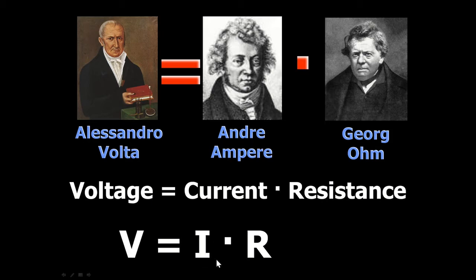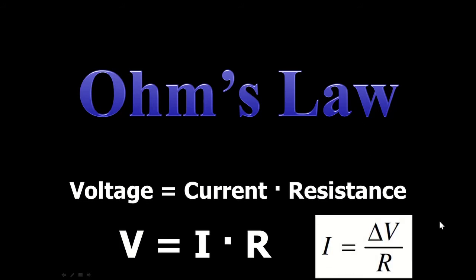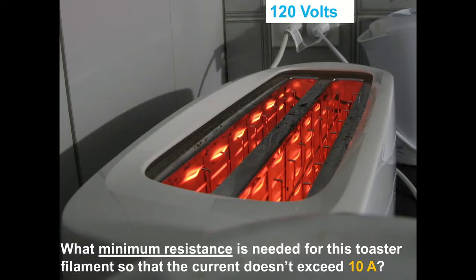V for voltage, I for current, R for resistance. That equation is known as Ohm's Law. And we often see that rearranged like this, solved for the current. So the current that we get running through a wire is going to be equal to the potential difference on either side of that wire divided by the resistance of that wire.